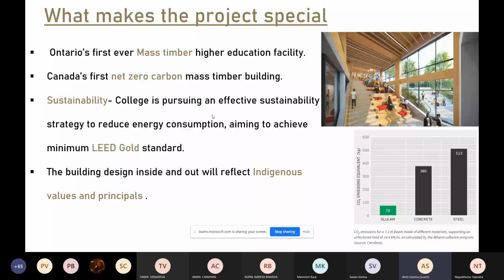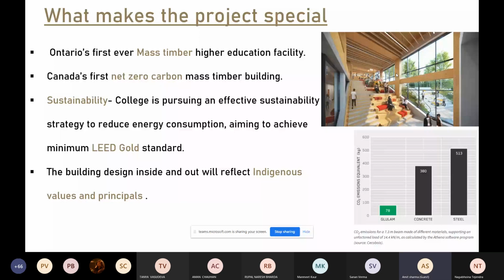What makes the project so special? It's going to be Ontario's first ever mass timber higher education facility. Mass timber is timber beams and timber columns glued together and compressed under a heavy press, and the load capacity of these columns is almost similar to concrete columns.